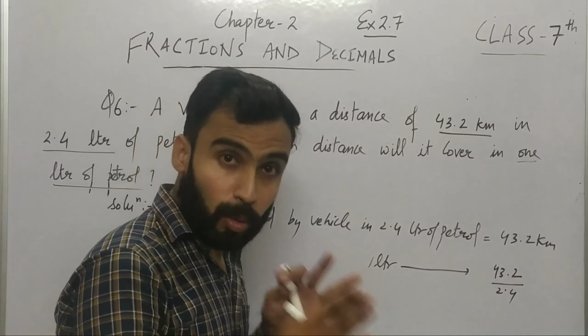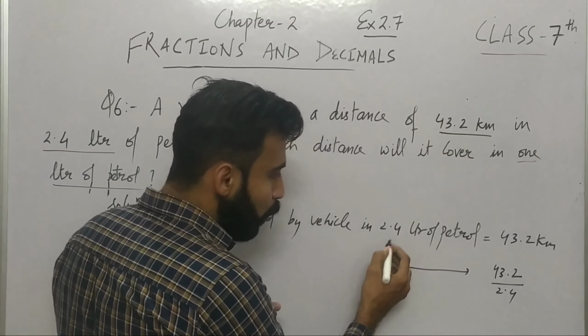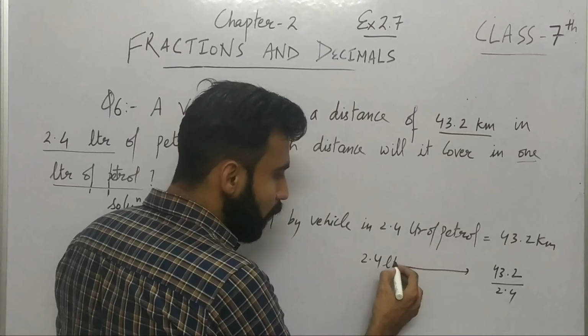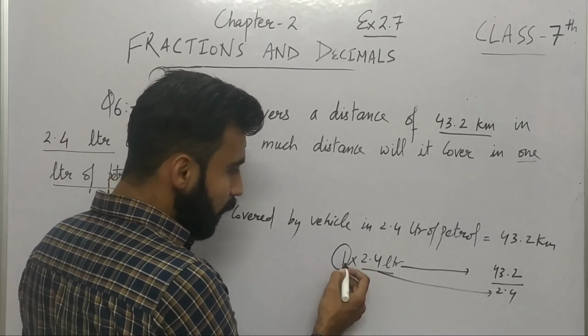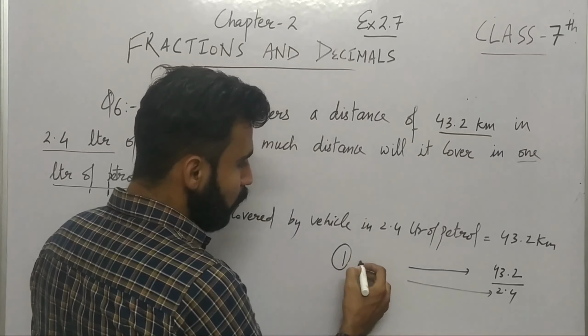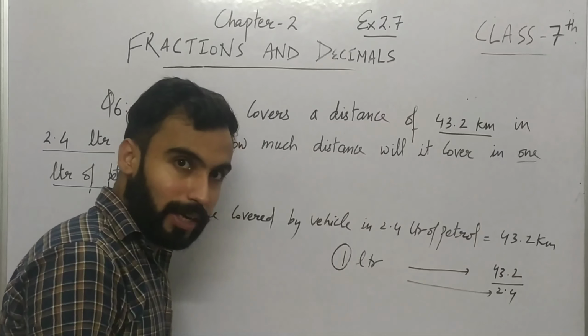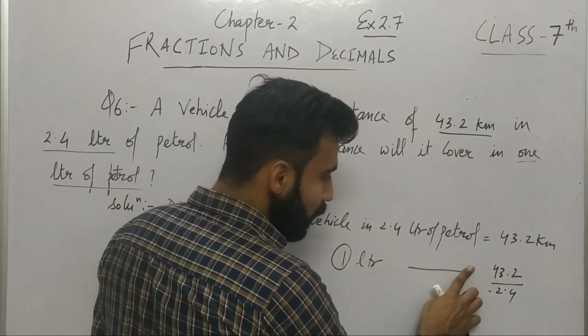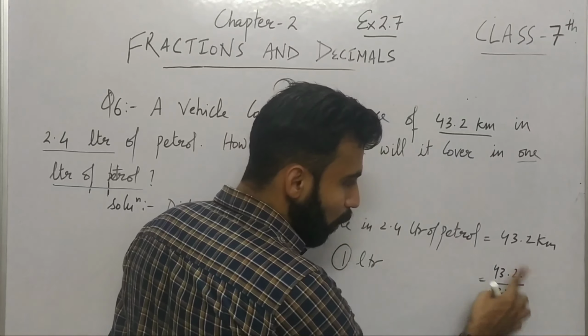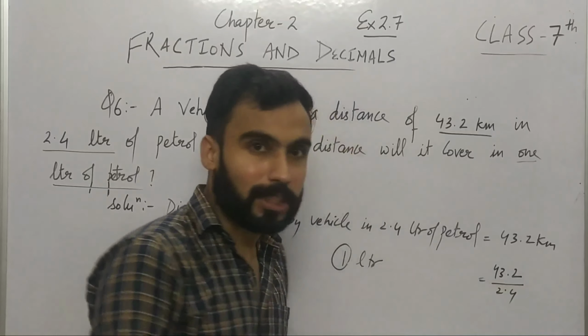Now you will ask how it is. So let me just tell you, you can also write 2.4 liter as 1 into 2.4 liter because it is the same value. Now to calculate in 1 liter, just simply transfer this 2.4 in the division of 43.2. Getting my point? So this will give us the distance traveled in 1 liter of petrol. Getting my point? So in 1 liter of petrol, the distance traveled will be equal to this amount. So we have to solve the division of decimal values, right?